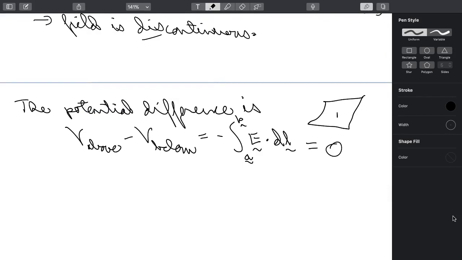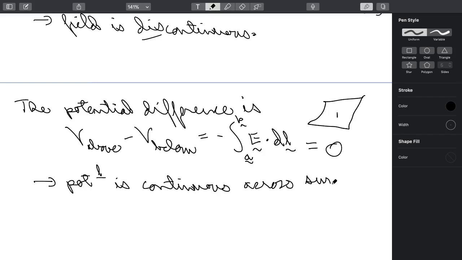So the potential is continuous across the surface. So what happens? The field has a jump. If you plot the field as a function of the z coordinate here, it has a jump. But the potential is continuous. But the slope of the potential has a discontinuity. So the potential has a cusp. It's continuous, but it has a cusp given by the charge density.